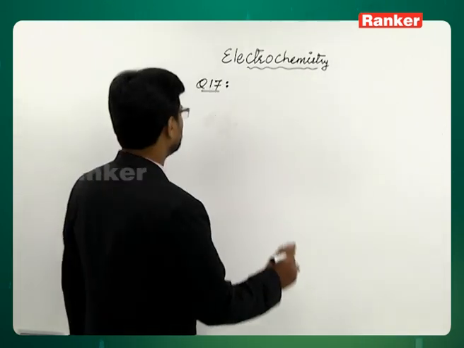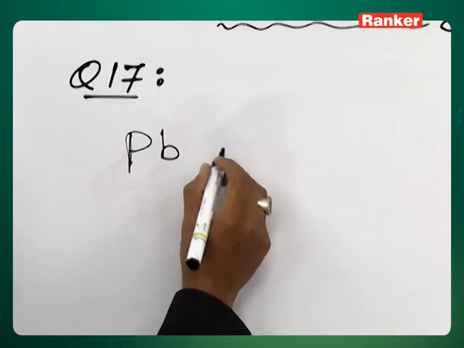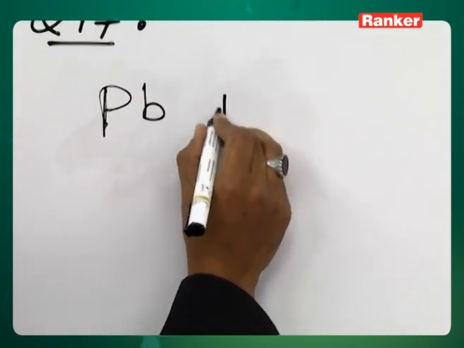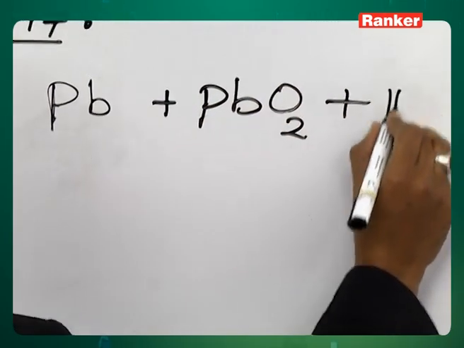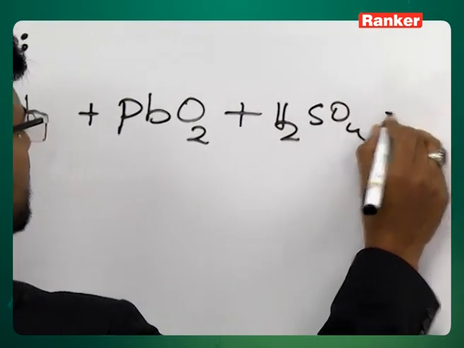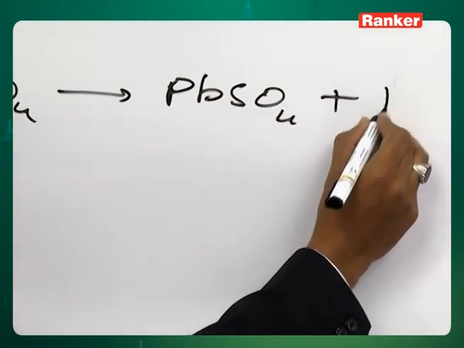The reaction which takes place is like this, Pb plus PbO2 plus sulfuric acid, it gives PbSO4 plus water.